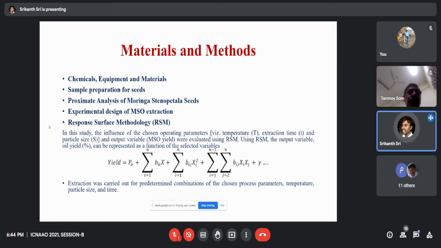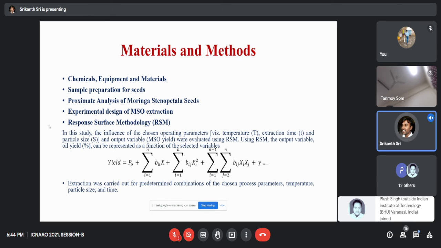Some of the materials and methods we considered here are chemicals, equipment and materials, sample preparation for seeds, proximate analysis of Moringa stenopetala seeds, experimental design of MSO extraction, and response surface methodology RSM. In this study, the influence of the chosen operating parameters, temperature, extraction time, and particle size, and the output variable, MSO yield, were evaluated using the RSM.